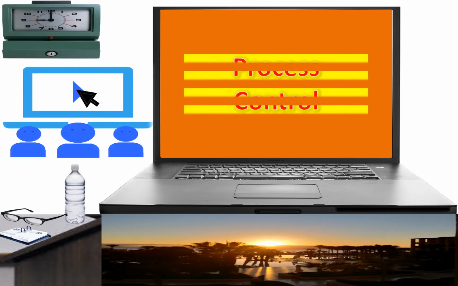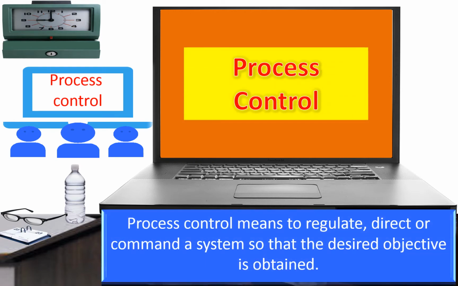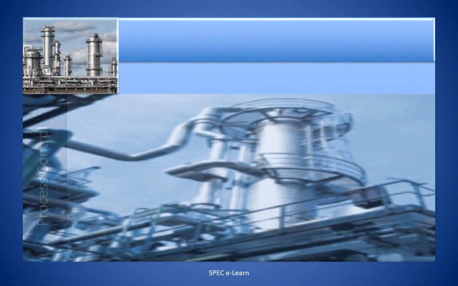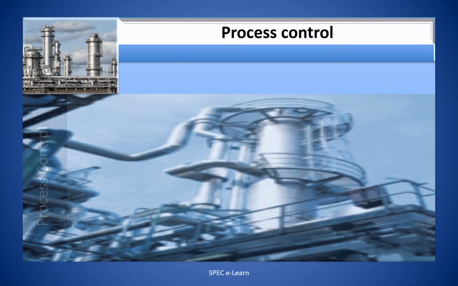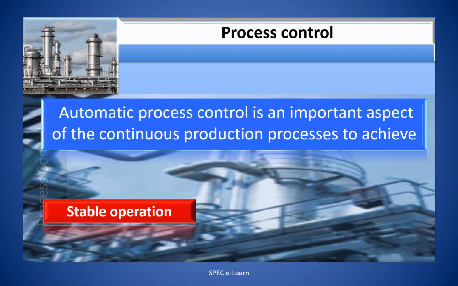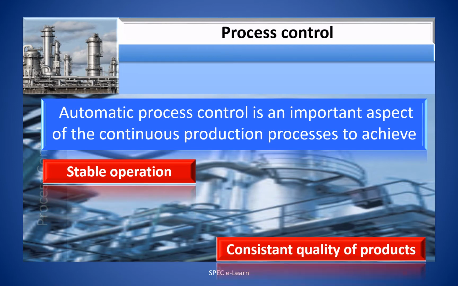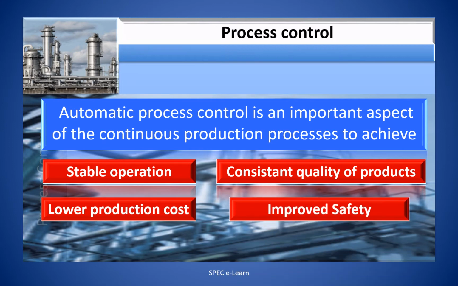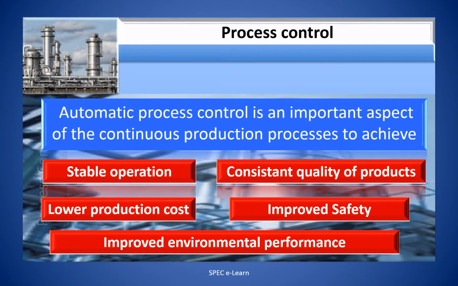What is process control? Process control means to regulate, direct, or command a system so that the desired objective is obtained. Automatic process control is an important aspect of continuous production process to achieve stable operation, consistent quality of products, lower production cost, improved safety, and improved environmental performance.